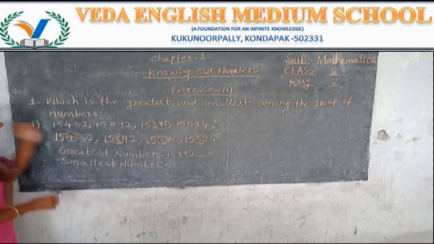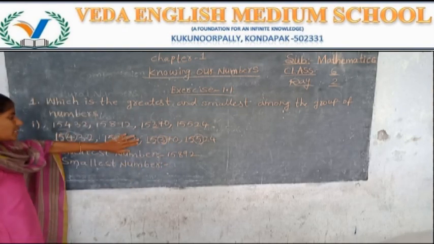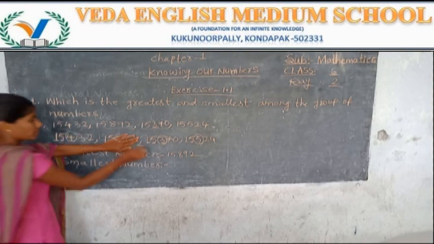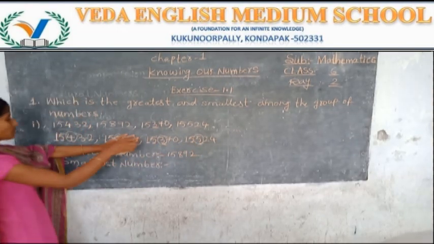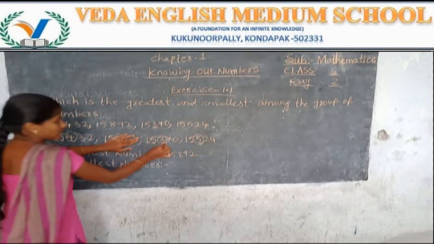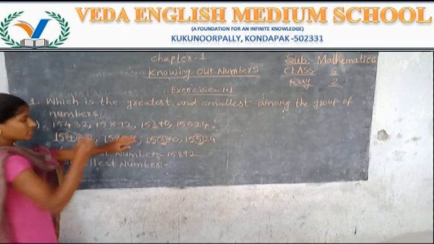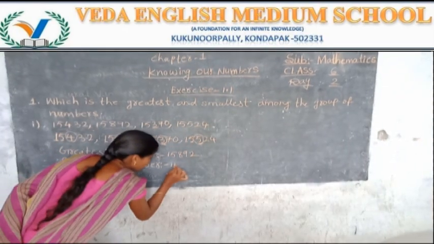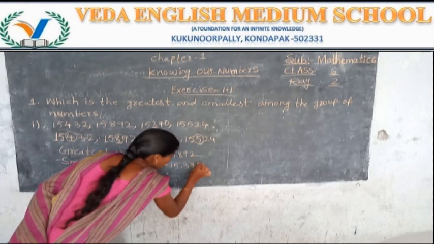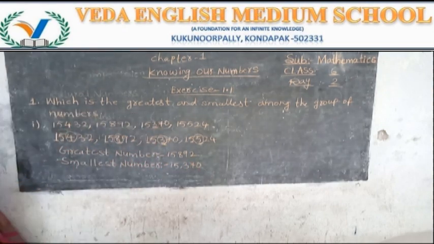Now here 15,892 is completed. Now compare 4, 3, 5. What is the smallest number here, 4 or 3 or 5? 3 is the smallest number, so 15,370 is the smallest number. Like this, you have to compare the numbers and find the solutions. The first problem has been completed.